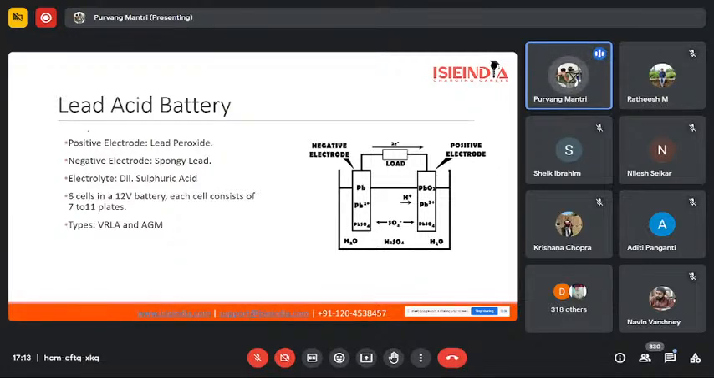So basically, a lead acid battery pack uses two electrodes, the positive and the negative electrode. I'm not going to term them anode and cathode because the terms anode and cathode change based on how the battery is being used.